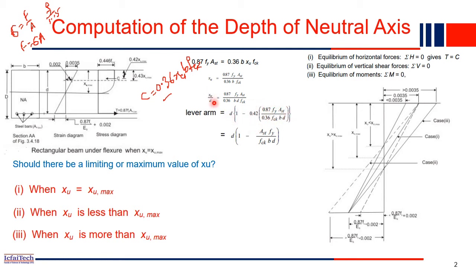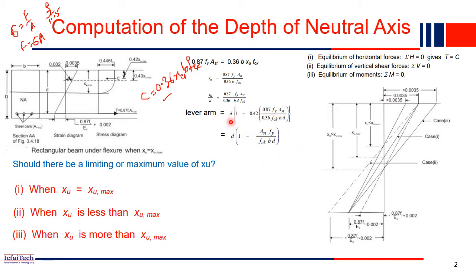And the XU by D value is this one. We replaced it here, and this is the final expression for the lever arm. So what is the lever arm? It is the distance between the tension force and the compression force. This distance, C to D, we call the lever arm. And this is the expression for that.